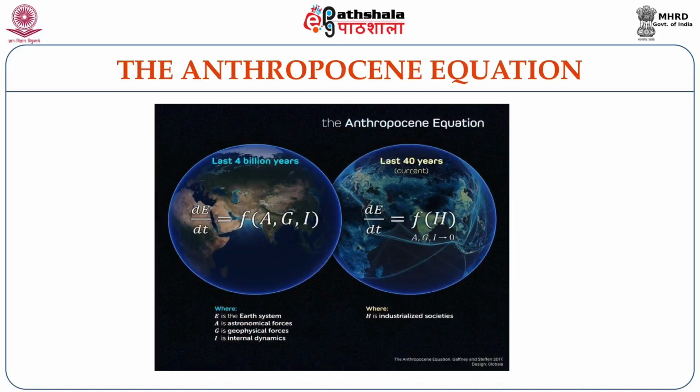Look at this equation. This is known as the Anthropocene equation, which came very recently. The change in Earth system: earlier it was thought that we could make changes in the Earth system only if there were astronomical, geophysical or internal stresses. That is why the rate of change in the Earth system was considered a function of A, G, I; you can see the abbreviations there. But this was the case earlier. Now, can human actions change the Earth system and make an impact on it? That is why you see the other side. In the last 40 years, it is more a function of human action: dE/dt is a function of H.